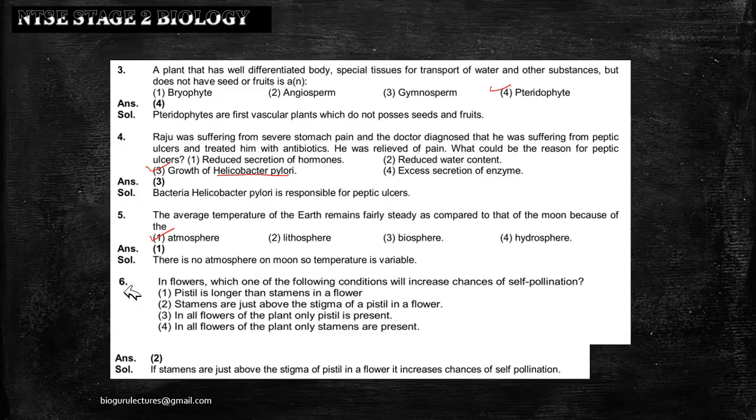Question 6. In flowers, which one of the following conditions will increase chances of self-pollination? I think we've seen this one in the earlier paper discussion, like an image. Stamens just above the stigma of the pistil in a flower, whereas the other ones may not provide a suitable condition for self-pollination.